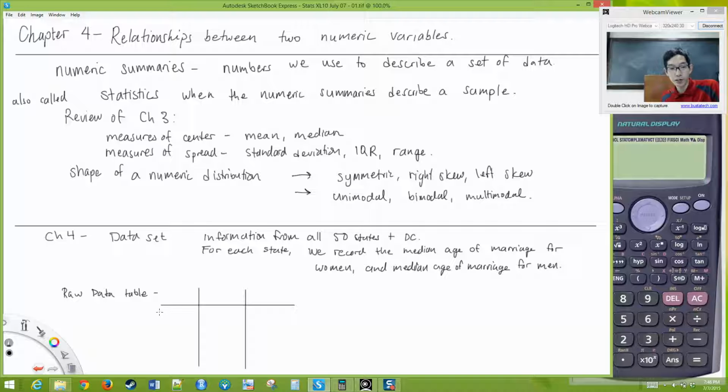So if we do it alphabetically, my first row is going to be Alabama, and then we go to Alaska, Alabama, Alaska, Arizona, Arkansas, etc., right? It's interesting how Arkansas is pronounced Arkansas, even though it's spelled Arkansas, but anyway, okay. And then we get median age for men, right? Median age of marriage. And then median age of marriage for women.